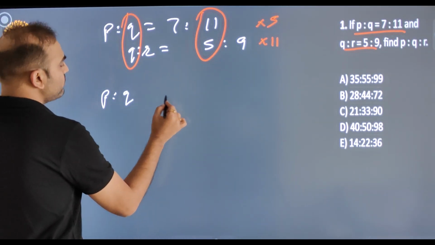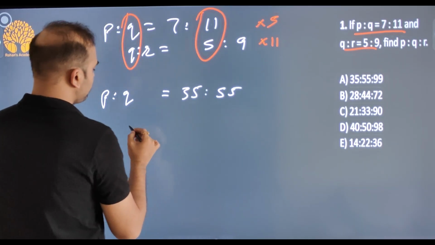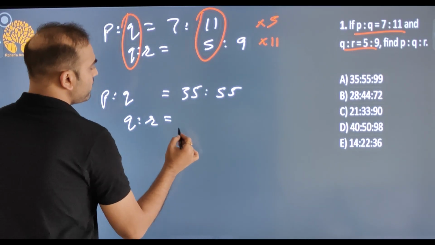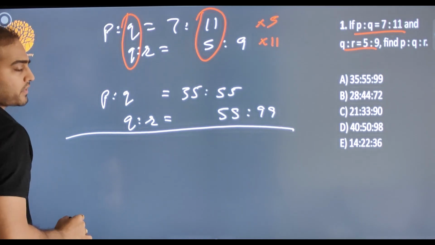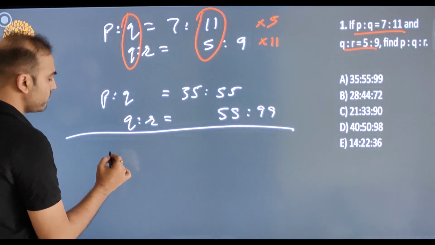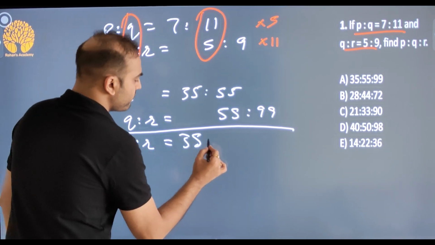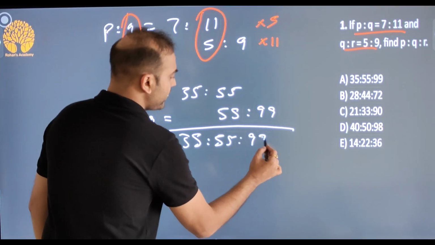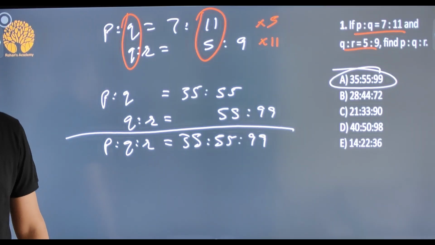So P is to Q is 35 is to 55. Q is to R is 55 is to 99. I can combine the two. Q and Q merge. P is to Q is to R is 35 is to 55 is to 99.